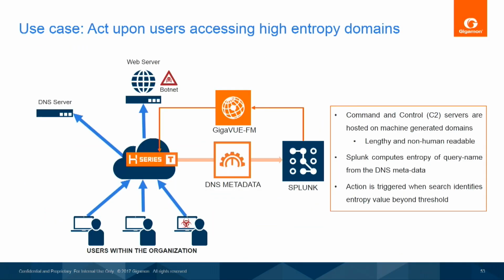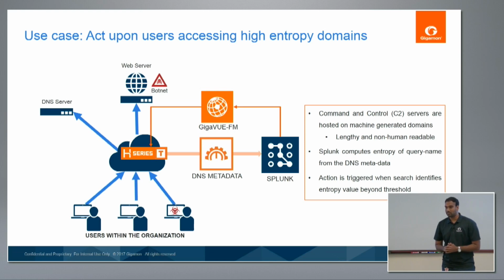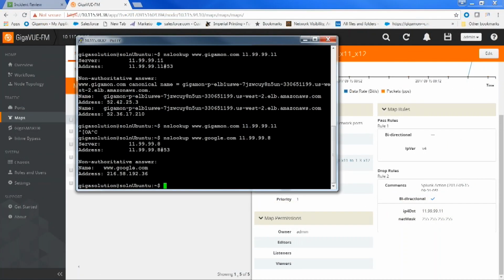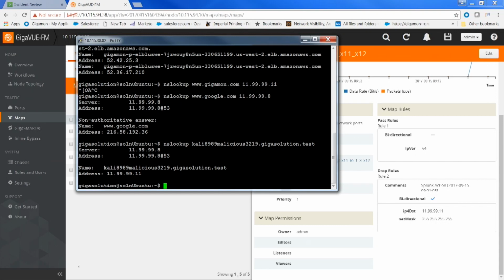So there are many other cases. For instance, you could act upon high entropy URLs. Here, we could see that when a user tries to access a high entropy URL, a suspicious site, you could add a monitoring rule on GigaView FM to start monitoring that particular device. So here, again, in this case, I would query a very lengthy URL of which the entropy is going to be high, and I've configured a threshold of 4. So here, I've set that parameter that in case the entropy is more than 4, this triggers a request. I've just set it up on my DNS server to resolve that.